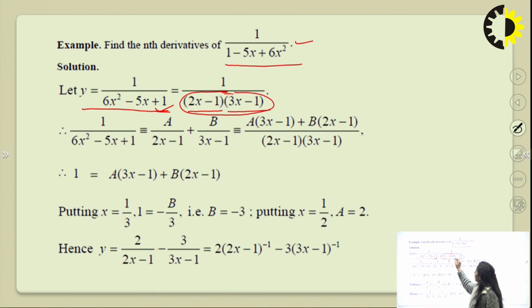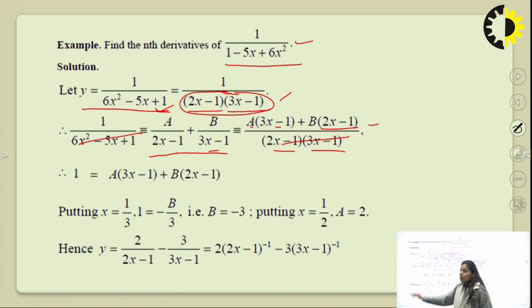Now we will apply here the partial fraction rule. So by the partial fraction rule, a upon 2x minus 1, the first factor, plus b upon 3x minus 1, the second factor. Now we will take the LCM, so 2x minus 1, 3x minus 1, and here in the numerator a into 3x minus 1 plus b into 2x minus 1. So now this will be cancelled out. Now here 1 is equal to this.